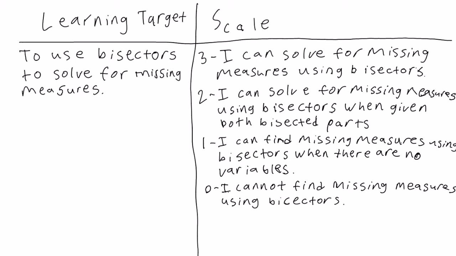A 1 is I can find missing measures using bisectors when there's no variables involved, so just numbers. And 0, I cannot find missing measures using bisectors.